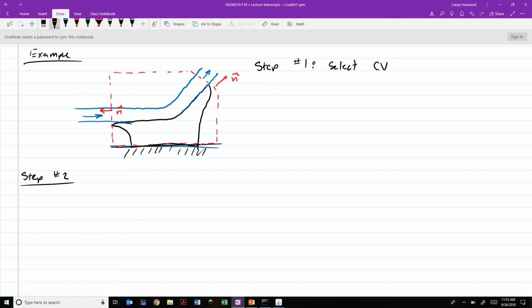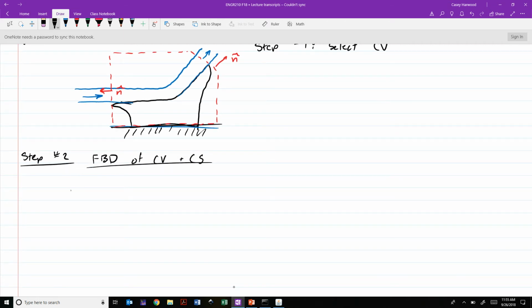Step number 2 would be drawing the free body diagram of the control volume and the control surfaces. By that, I mean rather than drawing the vane itself, the beauty of control volume analysis is that we get to treat the control volume as a black box. So we're going to draw it as precisely that: a black box. There's our control volume made up of the control surfaces.